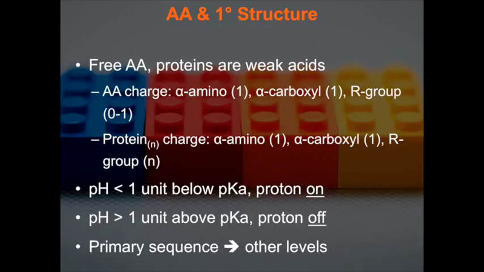And so in a protein, there will only be one alpha amino group and one alpha carboxyl group, no matter how long the protein, and then any R groups, any side chains that ionize, will contribute to the charge of that protein. Again, we talked about if the pH is more than 1 unit below the pKa of a given group, we can assume the proton is on that group. And if the pH is 1 unit above the pKa, we can safely assume the proton is off.